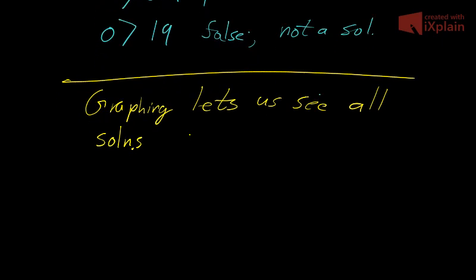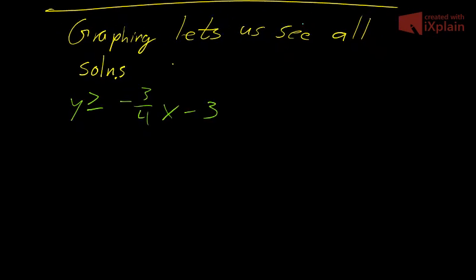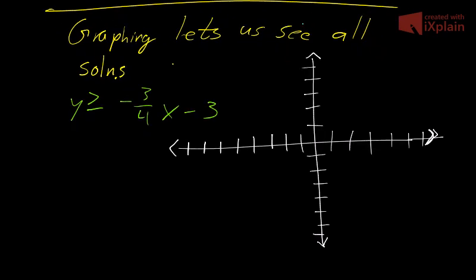So the one that I want to graph is going to be y is greater than or equal to negative 3/4 x minus 3. So let me make a graph real quick. All right, so here's my graph. Friendly reminder, the second number here is going to be my y-intercept. So that would be negative 3 here.